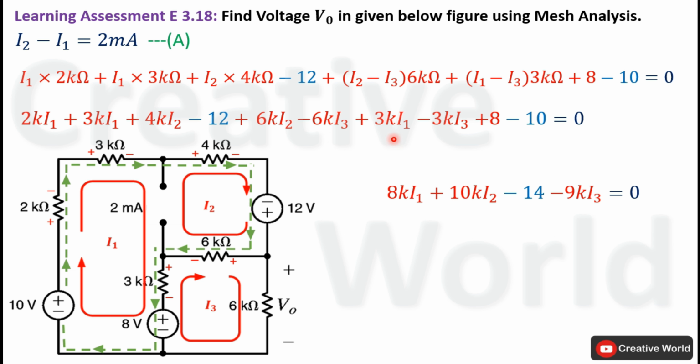Minus 6k I3 and minus 3k I3 will become minus 9k I3, and here minus 10 minus 12 will become minus 22, and plus 8 will become minus 14. Now place this constant on the other hand side of equal. The equation will become 8k I1 plus 10k I2 minus 9k I3 equal to 14. Now we cannot further solve this equation, so label this equation as equation B and move to the next mesh.